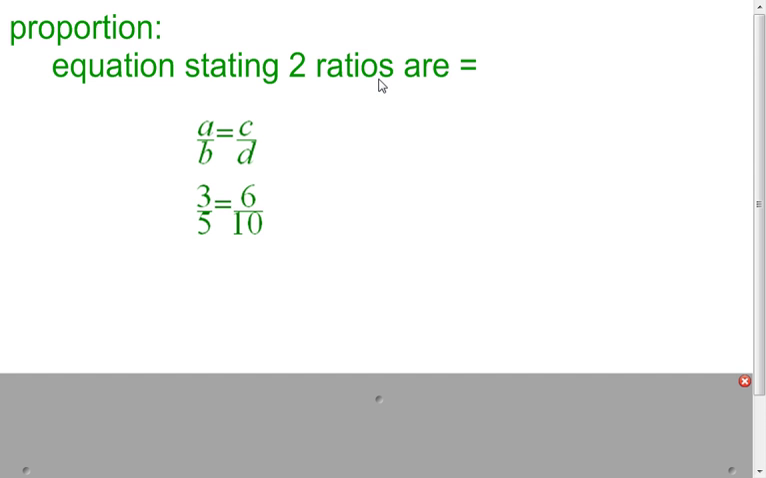Now, one way to do it is grab our calculators. If I type in 3 divided by 5, I get 0.6. If I type in 6 divided by 10, I get 0.6. We can see, yes, they're actually equal. That's one way to do it.